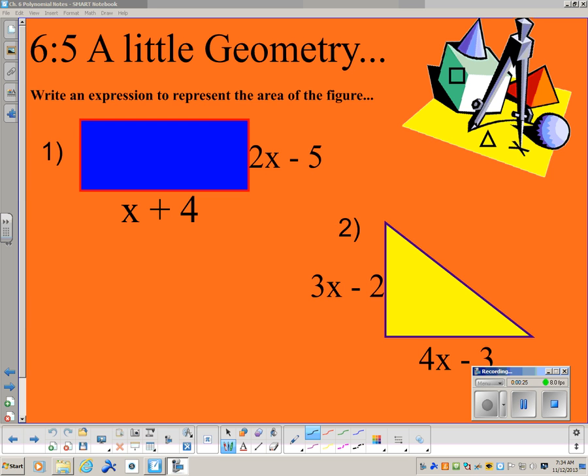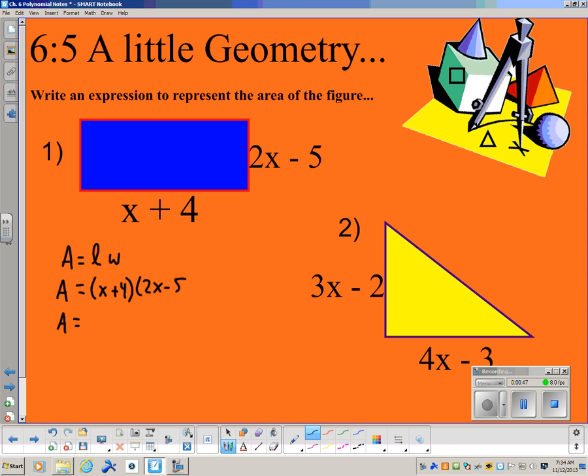So to find the area of a rectangle, just use your formula for that, and you know that's length times width. So now you can just plug your length and your width into that. Well, our length there is x plus 4, and our width there is 2x minus 5. So now we can just simply go ahead and FOIL that out.